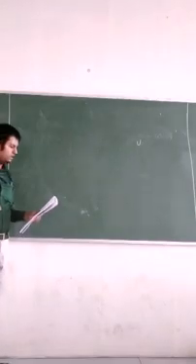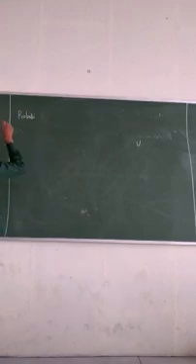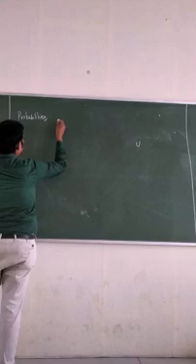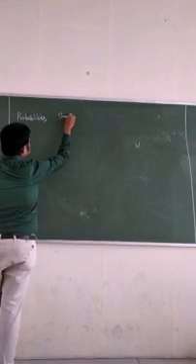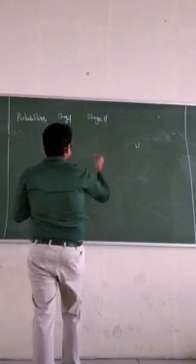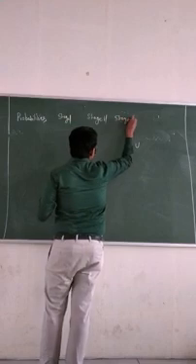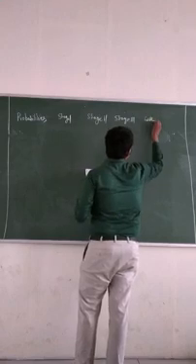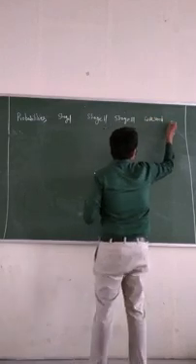Proceeding to the next step, we need to draw a tabular column. Consider probabilities, and consider 3 stages: stage 1, stage 2, stage 3, then code word and length.